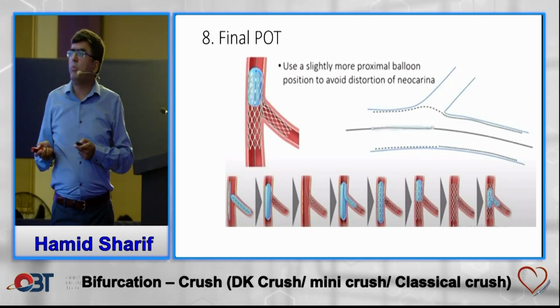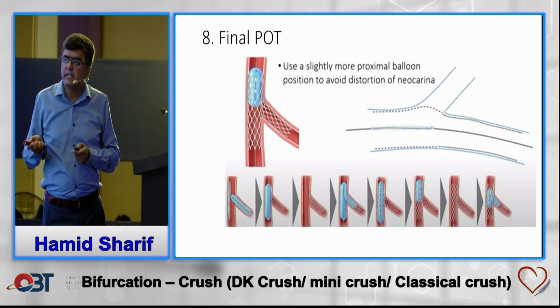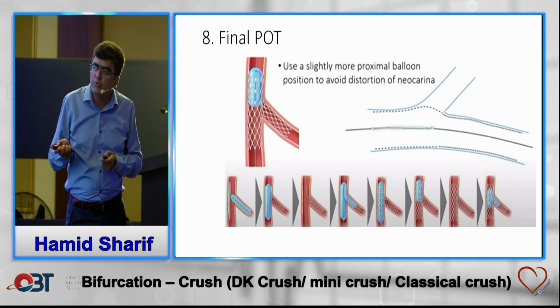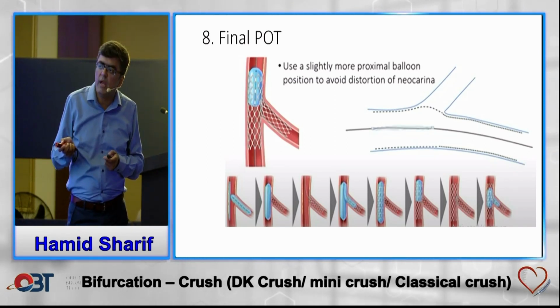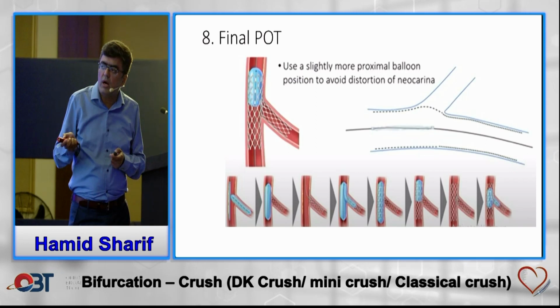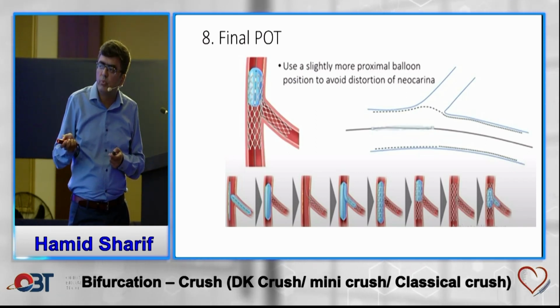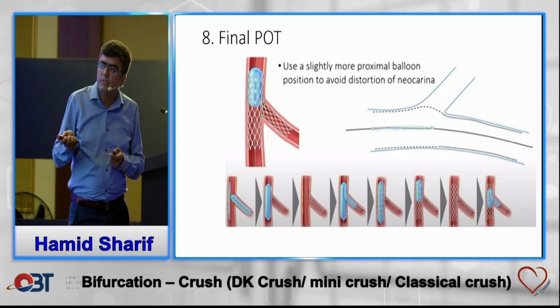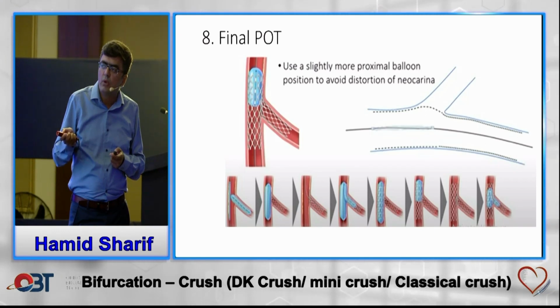So this is the final POT. Now that we have done the kissing and made the confluence very appropriate, we have to position this balloon in a way that it doesn't go over here. Otherwise, it will make all your hard work go haywire if you put the balloon up till here. So it's very important that we only use an appropriate size balloon over here.